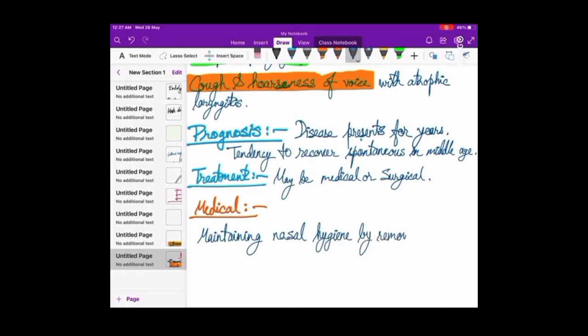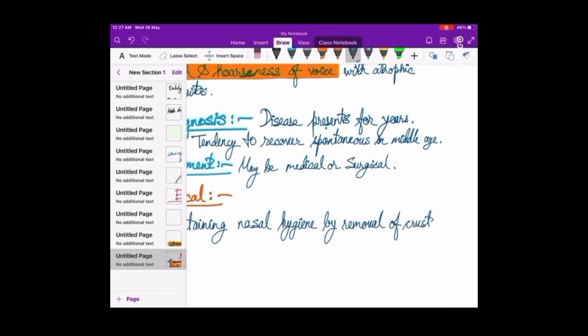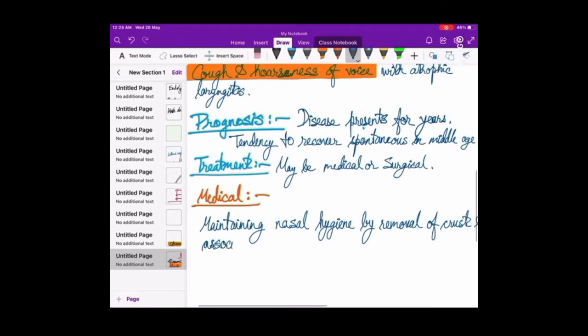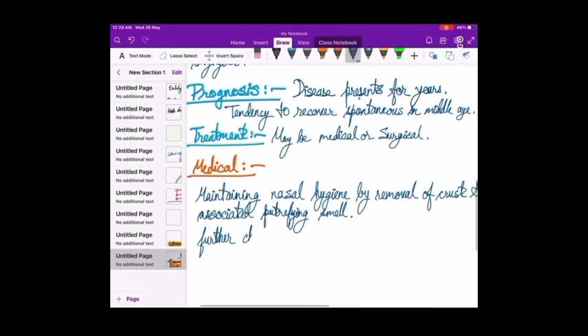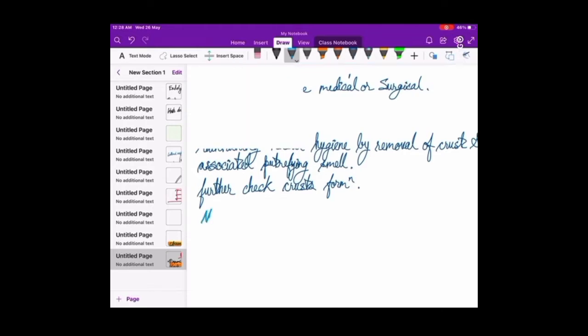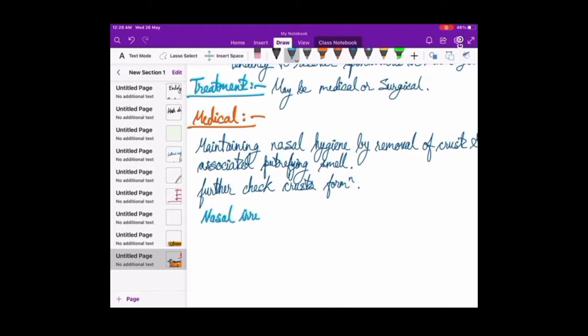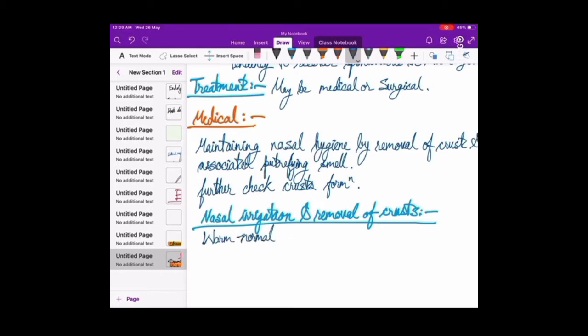We will maintain nasal hygiene by removal of crusts and the associated putrefying smell, and further check crust formation. Nasal irrigation and removal of crust. So how to remove these?